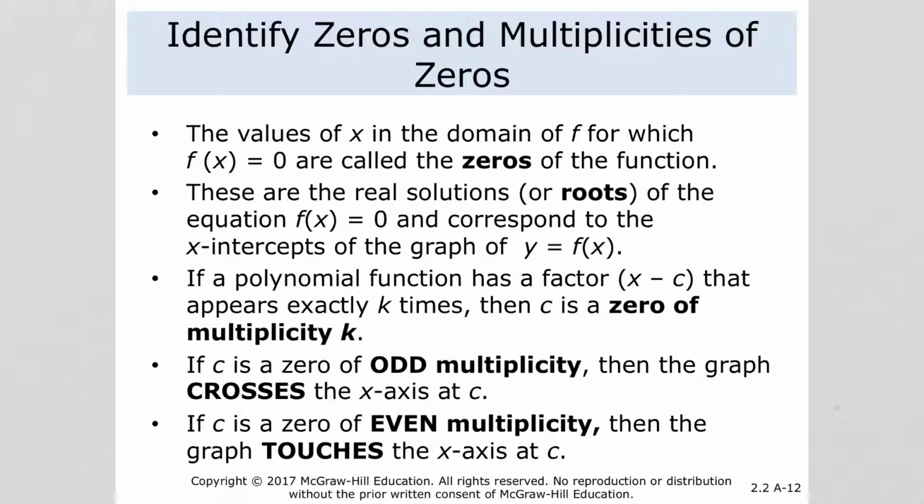So, depending on the degree of this, if it was a 2, then the multiplicity would be 2. If there was a 3 here, the multiplicity would be 3. If it's just 1, the multiplicity is 1. Now, there's important things about the multiplicity, okay? If the multiplicity is odd, then the graph crosses at c. If the multiplicity is even, then it just touches. Okay, so that's going to become important for us.